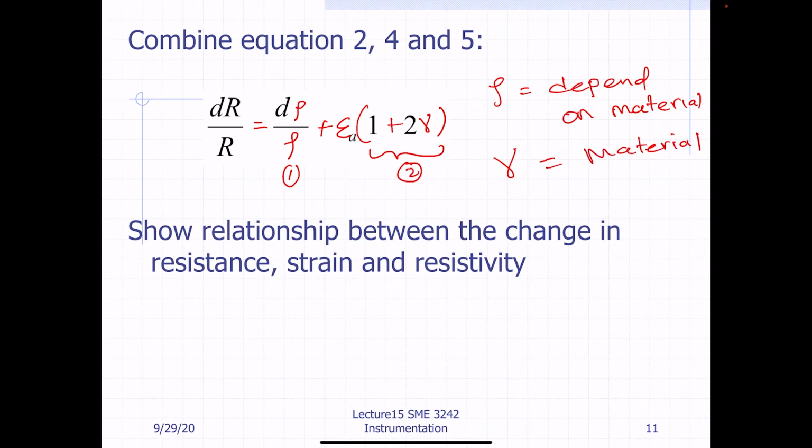When dρ over ρ and 1 + 2ν are constant, we can see that the change in resistance is directly related to the change in the strain. So when strain changes, the resistance also changes.